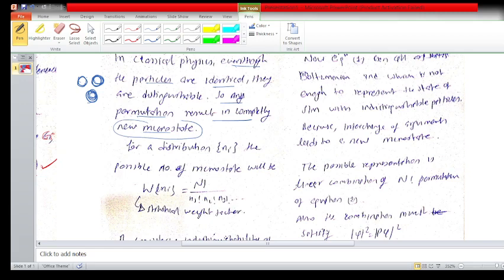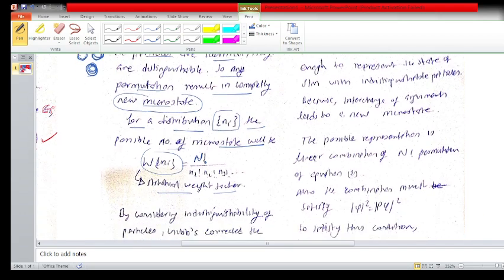For example, I will explain this also. For a distribution Ni, the possible number of microstates will be capital N factorial divided by n1 factorial into n2 factorial into n3 factorial, etc. And this particular Wi is called the statistical weight factor. That is how many ways you can arrange those particles in a classical system. We are talking about a classical system.